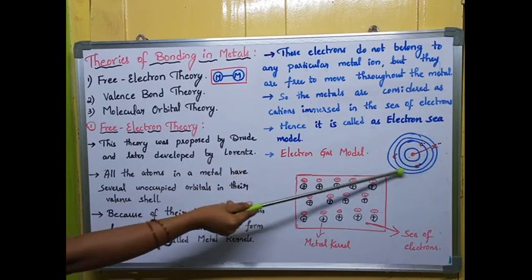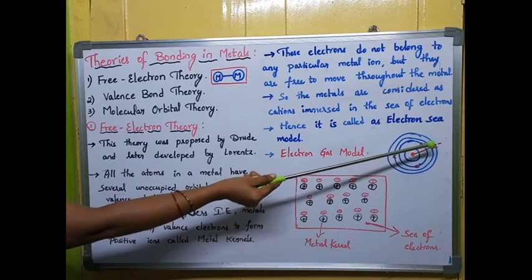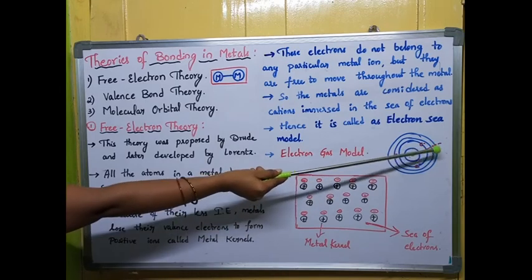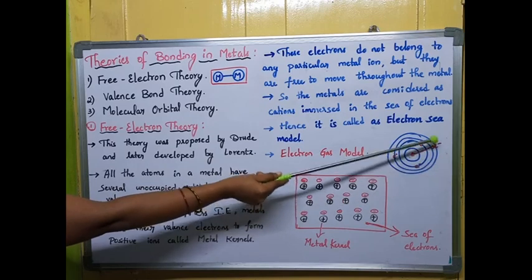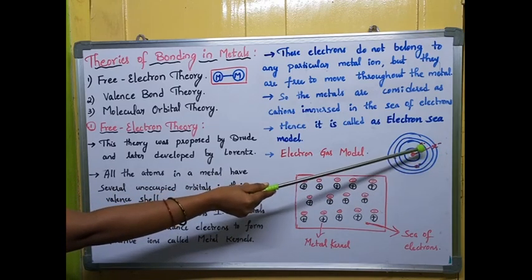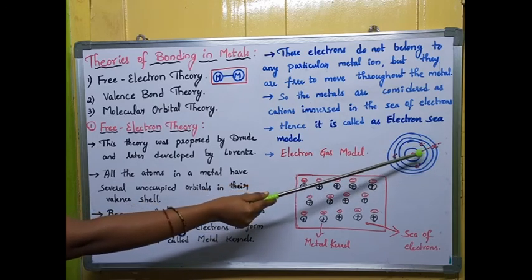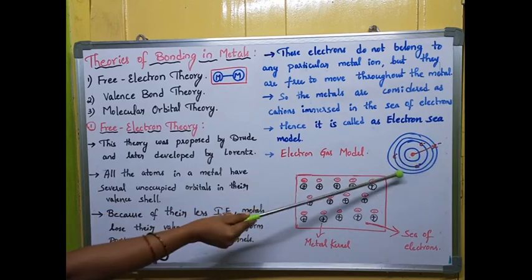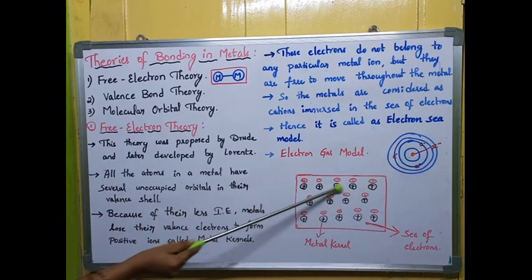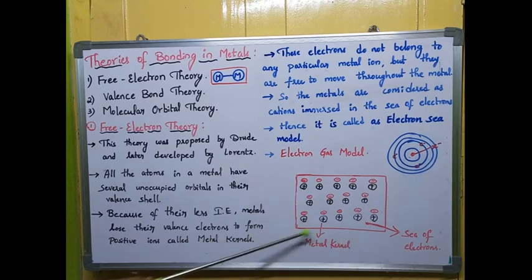But metals are large in size. Because of this large size, less attraction can be observed between the nucleus and the valence electrons, so I can remove electrons easily without applying much energy. So they have low ionization energy. Because of low ionization energy and high electropositivity, they readily lose valence electrons to form positive ions. These positive ions are also called metal kernels.